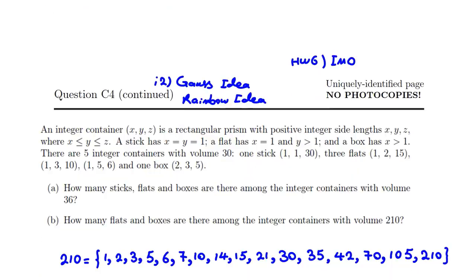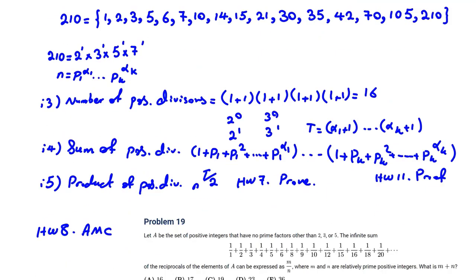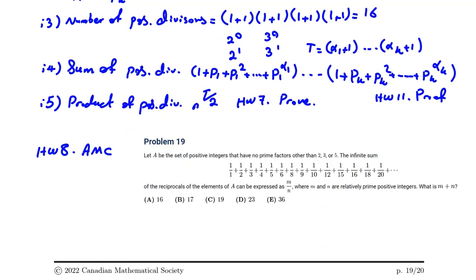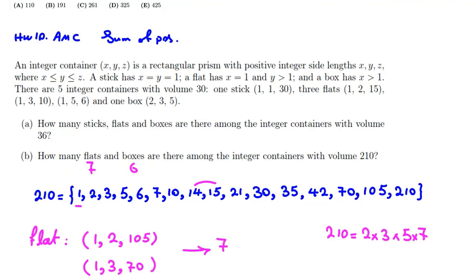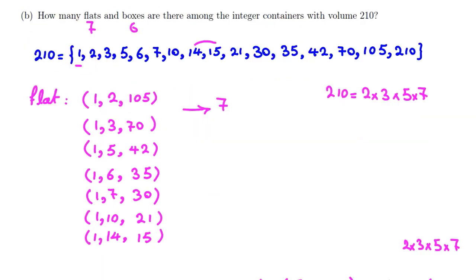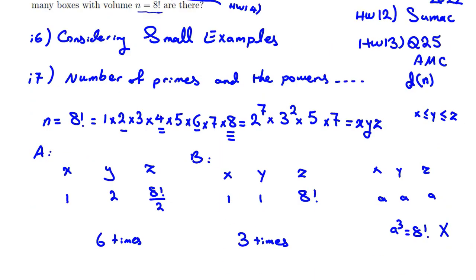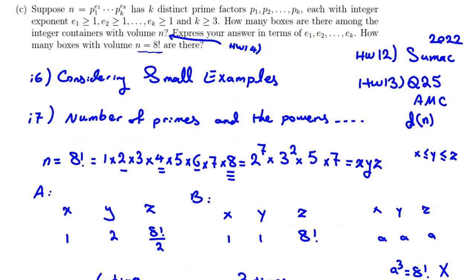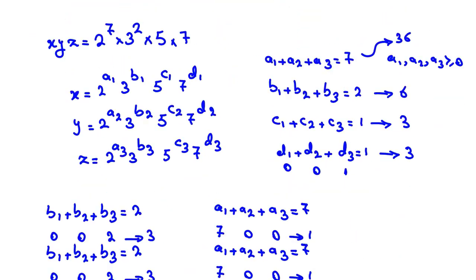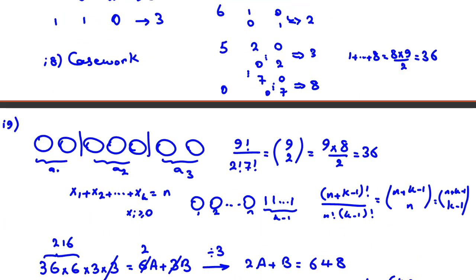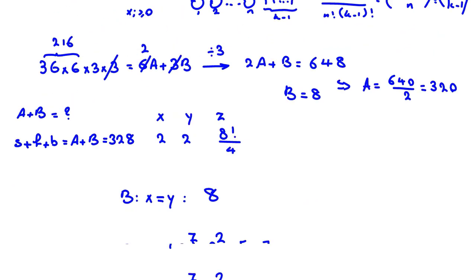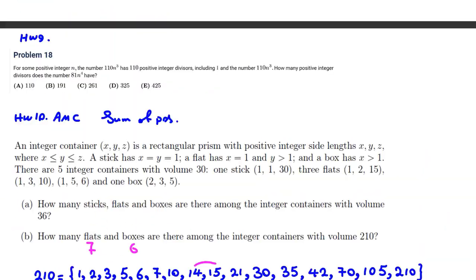Let me show you other ideas, for example, ghost idea, rainbow idea, number of positive divisors, sum of positive divisors, product of positive divisors, problems from homeworks from AMC, again AMC, and then up to here 10 homeworks. Then we will work on the rest, and here I will tell you: consider a small example, number of primes and the powers, caseworks, and for example the sum of xi's when they are at least 0 and equal to n, the number of solutions equal to what, and we will solve this problem.